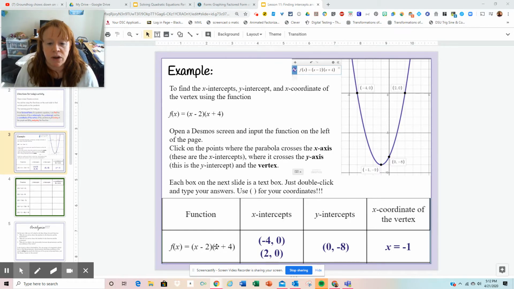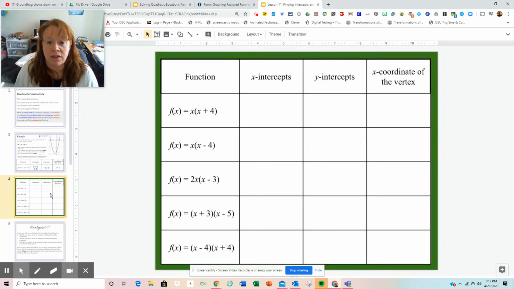I have negative 4 because negative 4 plus 4 is 0, and 2 because 2 minus 2 is 0, and that's what's going to make this whole thing equal 0. So that's what you're looking for when you're filling these in. All I'm going to do in this screencast is complete this column just by looking here.